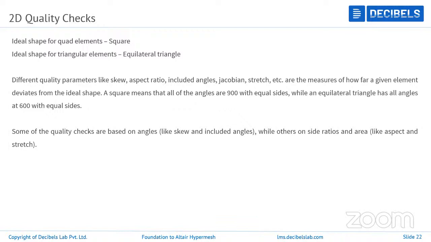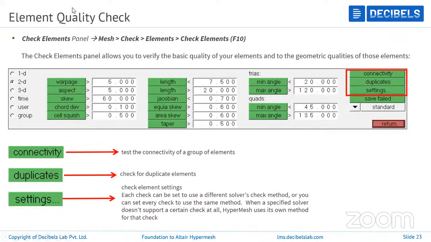What are the ranges? What we call it in the CAE industry or in HyperMesh, this is what we are going to check. For the 2D panel, we are going to check the warpage, aspect, minimum and maximum length, Jacobian, minimum and maximum angle for the tri element, and minimum and maximum angle for the quad elements.